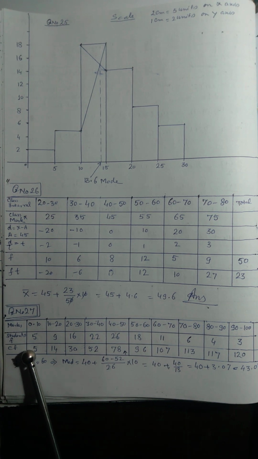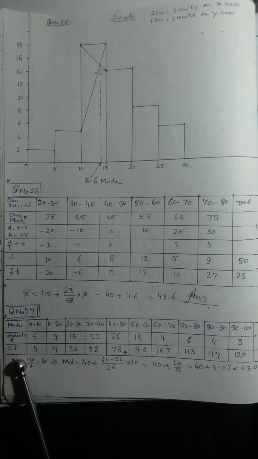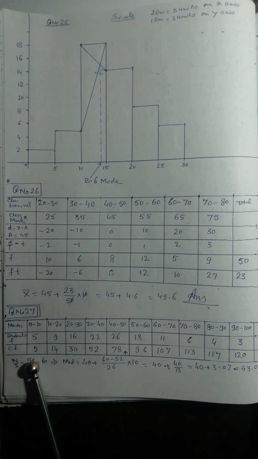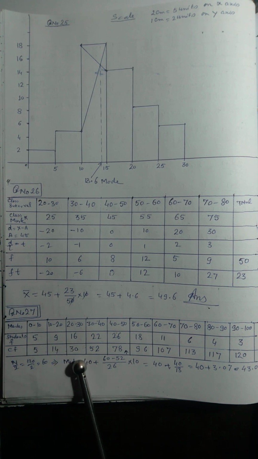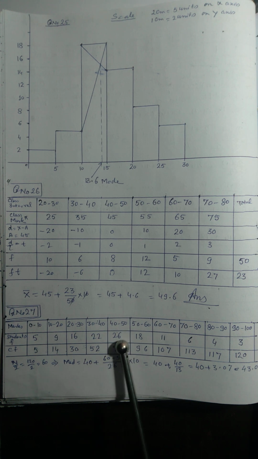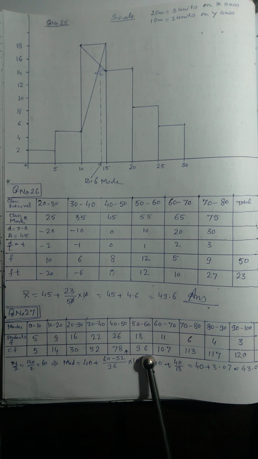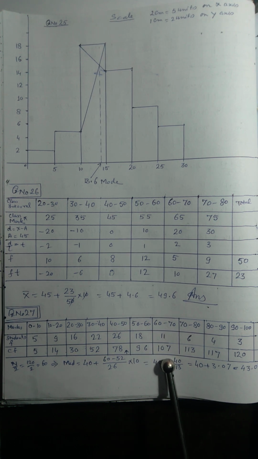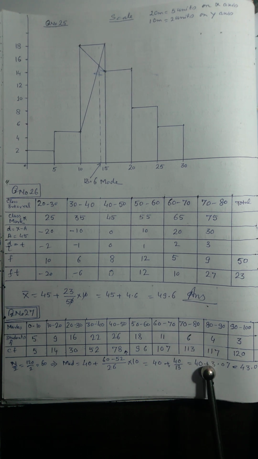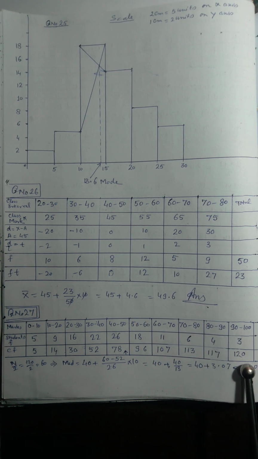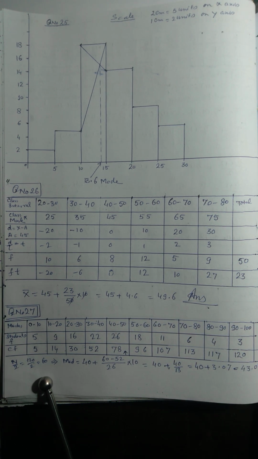So, you see here, with the given data, now we have to prepare the cumulative frequency, that is 5. 5 plus 9, 14. 14 plus 16, that is 30. 30 plus 22, 52. 52 plus 26, 78. 78 plus 18, that is 96. 96 plus 11, 107. 107 plus 6, 113. 113 plus 4, 117. 117 plus 3, 120. So n by 2, that is 120 divided by 2, it will be equal to 60.